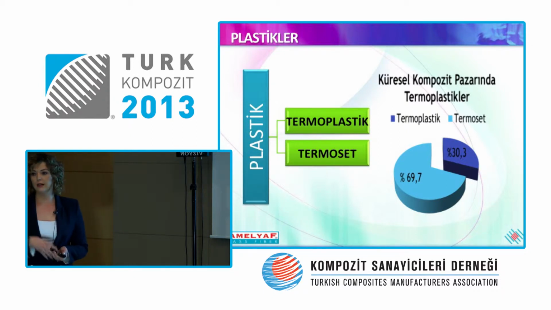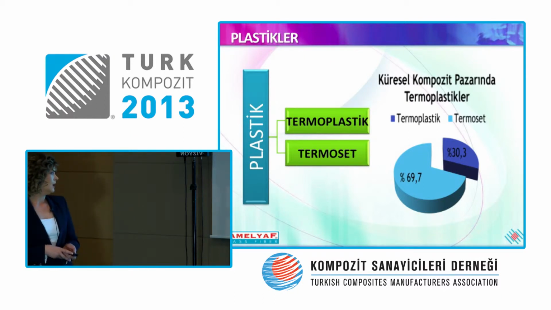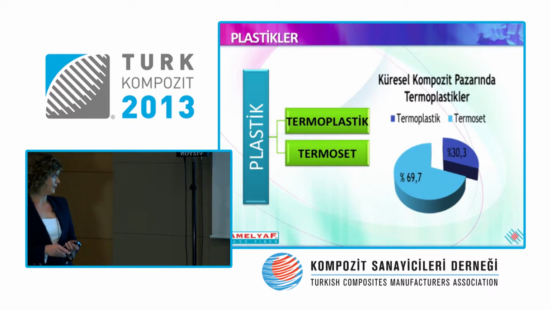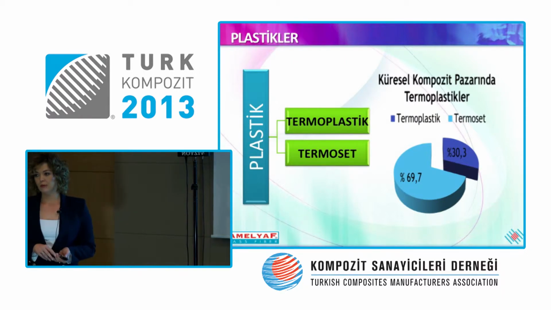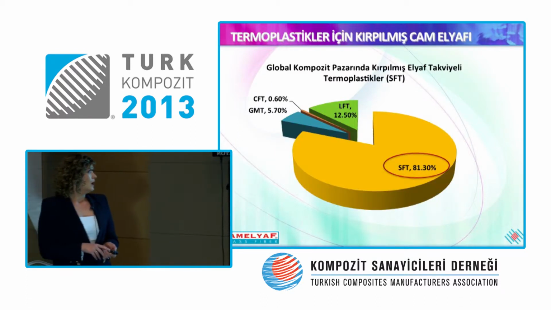Plastics are of two types, thermoplastic or thermoset. Thermoplastics can be reprocessed over and over again, they can be formed over and over again. Thermosets, once they are formed, will not be recycled again, they cannot be recovered. In the sector, thermoplastics have a share of approximately 30%. Thermosets have a share of 70% in terms of their usage in the market.